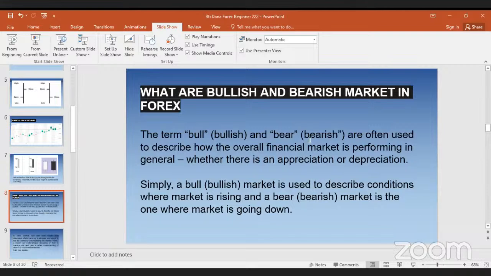We can even call a single candle a bullish candle, because it's a candle that opens below and closes above. So we say it's a bull candle. Or we say that candle is a bear candle, it's a red candle, not just because it's red, but because it opens above and closes below. So it is used to describe a condition where the market is rising, and a bear where the market is going down, just as I've explained earlier.